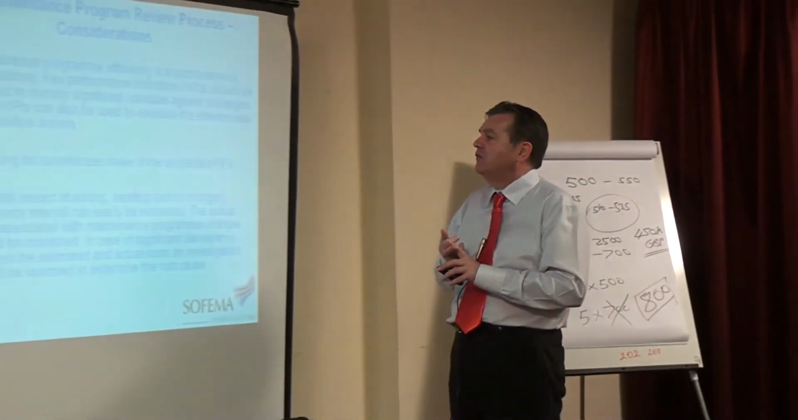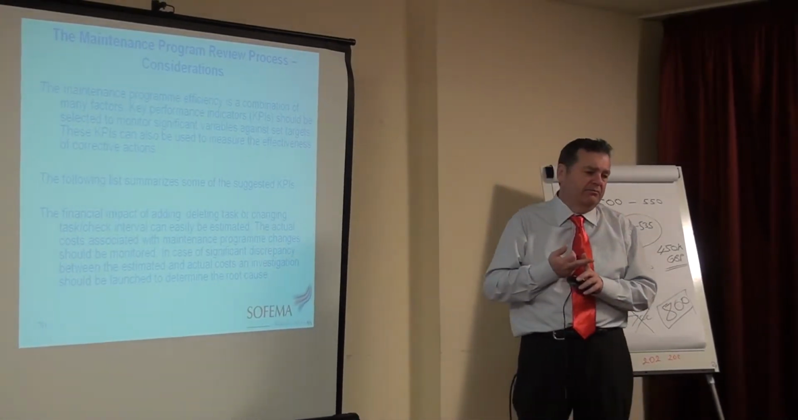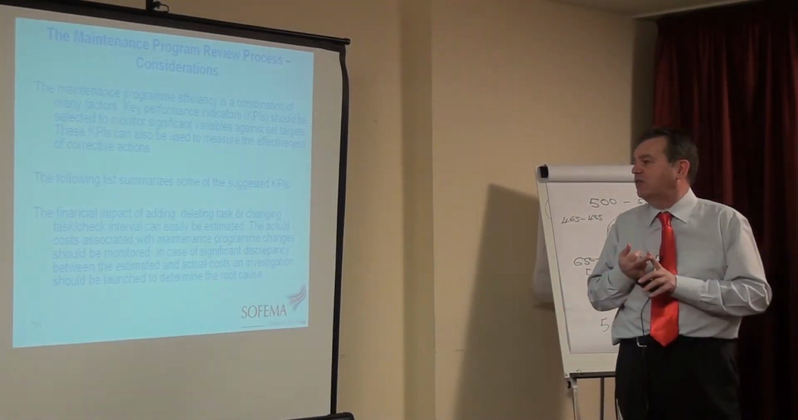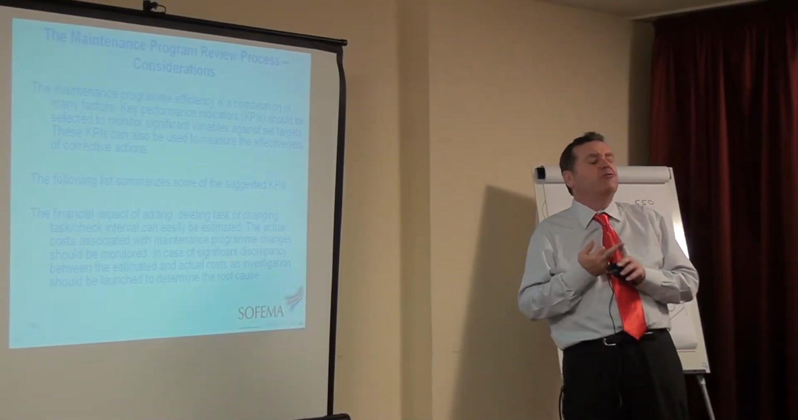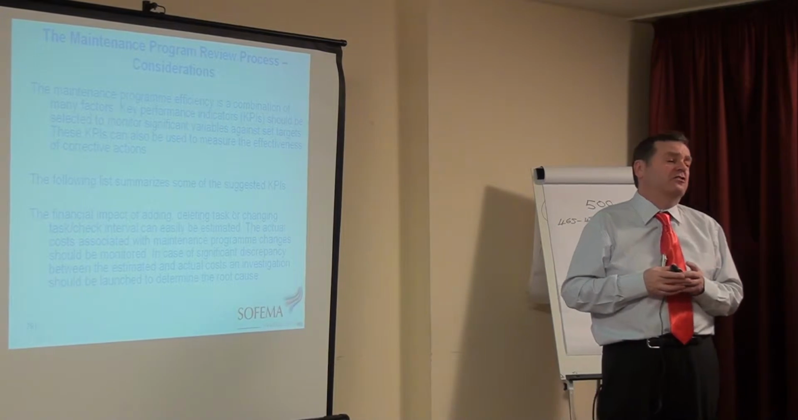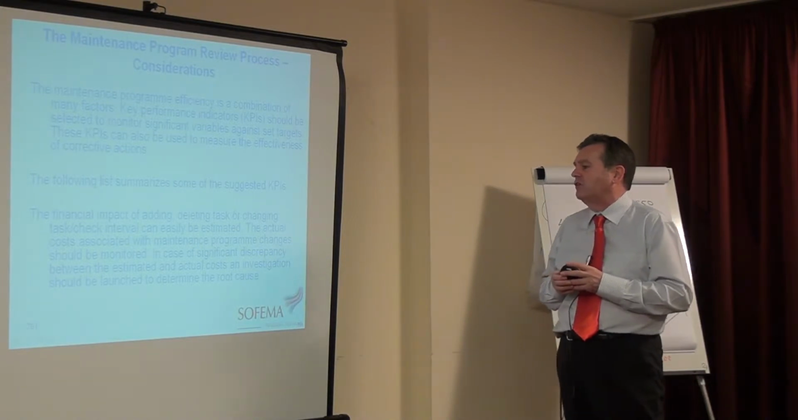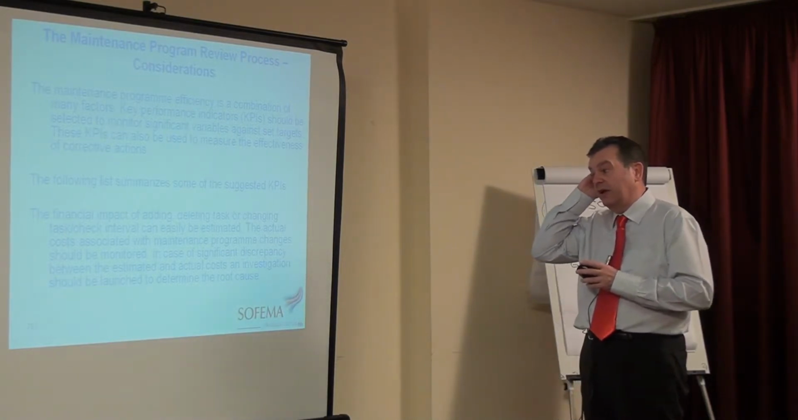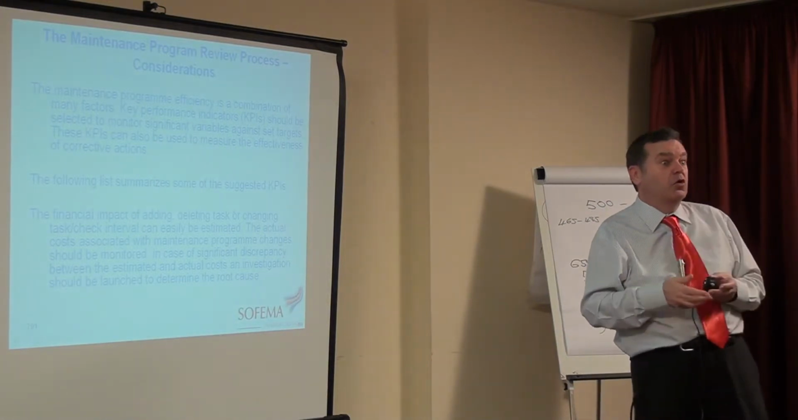So the following list summarises some of the suggested key performance indicators. The financial impact of deleting or adding or changing tasks and check intervals can easily be estimated. So we need to pay attention to this. If we're looking at the possibility of changing the task, we can understand the costs, how much it costs us. The actual costs associated with maintenance program changes should be monitored. In case of significant discrepancy between estimated and actual costs, we can have an investigation. We can look at the root cause of the costs.